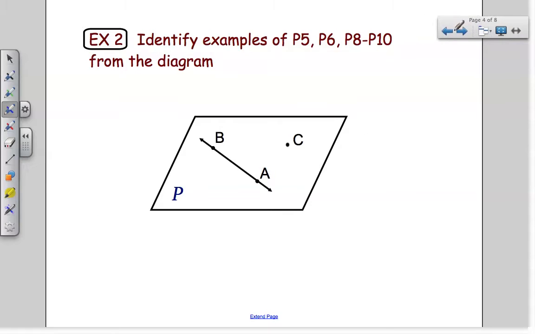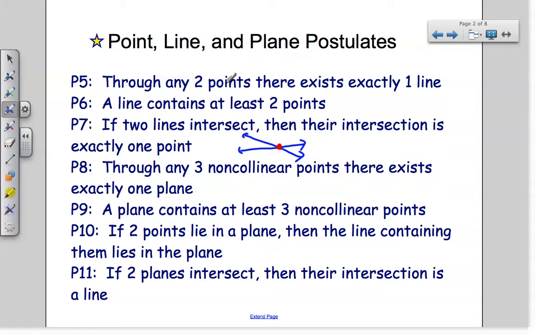Another example might be take a look at a picture and identify examples of certain postulates. So here I need to do an example of postulate 5, 6, 8, 9, and 10 from this picture. Notice that this is called plane P, or you can always name it with 3 letters, so plane A, B, C. We have a line on this plane going through points A and B. And we have point C randomly on that plane. So let's see what postulate 5 said. I need an example of it. Through any 2 points, there exists exactly one line.